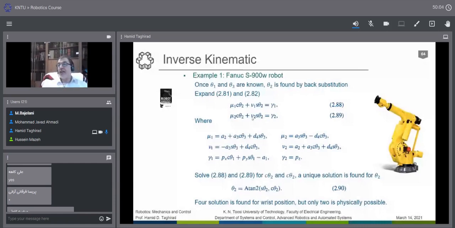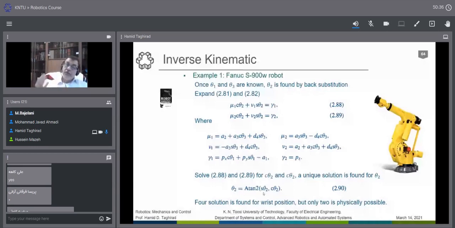From here we can find the cosine and the sine. This is a linear equation with 2 unknowns, sine and cosine. Then you can find the inverse of this matrix, mu1, v1, mu2, v2, and use the tan2 equation, simply giving the sign of sine of theta 2 and cosine of theta 2. One unique solution will be found.